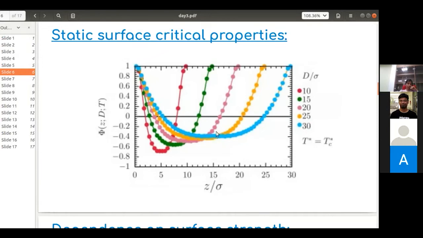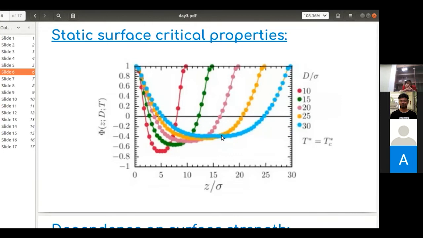So here, once again, the basic feature that you see is the same, right? I have the walls here at z equal to 0 and z equal to 30. And on top of the surfaces, the order parameter values are more or less the same, once again, because it's a symmetric wall. And the order parameter is positive simply because it favors the A type of particles. And in the middle of the slit, I have the negative value. The total order parameter is 0.